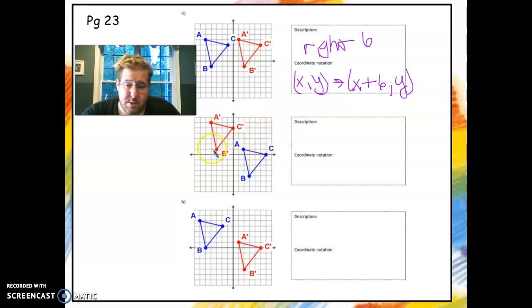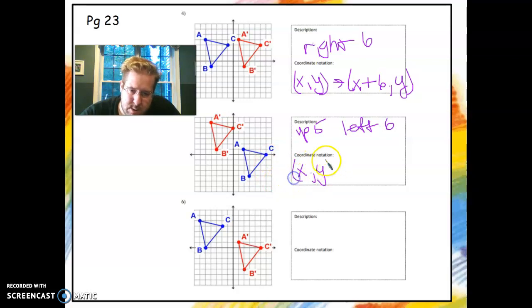Be very careful when doing this and make sure you don't go from A to C. That's another common mistake. Go from A to A prime. You can pick any point you want, it doesn't matter. 1, 2, 3, 4, 5, and 1, 2, 3, 4, 5, 6. So it looks like it's up 5, left 6. So that's going to be (x, y) turns into (x minus 6, y plus 5).